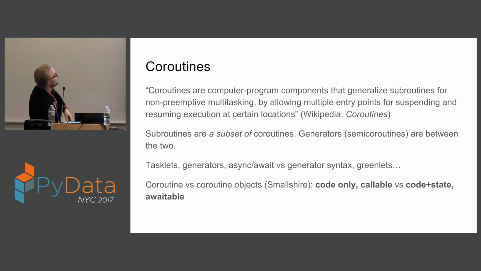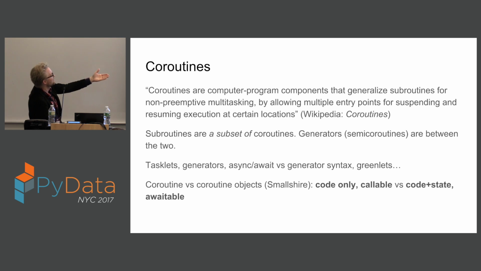Now you can see they're called tasklets, generators, async await versus generator syntax, greenlets. They have different names. They have different syntaxes. Async await and generator syntax are both CPython standard syntax. But we're trying to look at this just a hair more abstract than that, and they're the same thing.